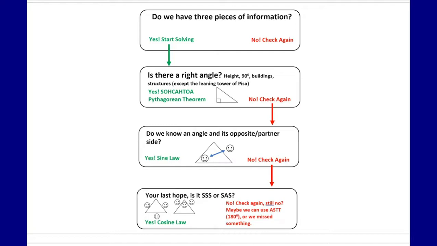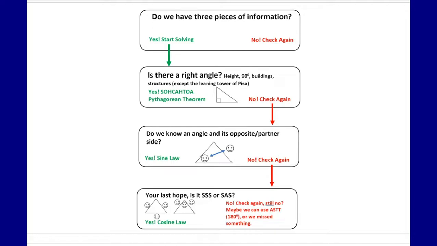If there's a right angle, and in word scenarios it might be indicated by asking for the height, mentioning 90 degrees, buildings or structures, any mention of anything like that in a word scenario generally means there's a right angle. Or we're going to assume that it makes a right angle. Talking about the height of something to the ground, that height and the ground make a 90-degree angle.